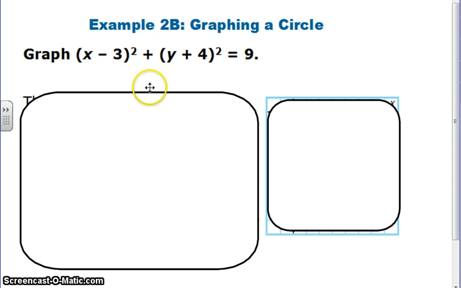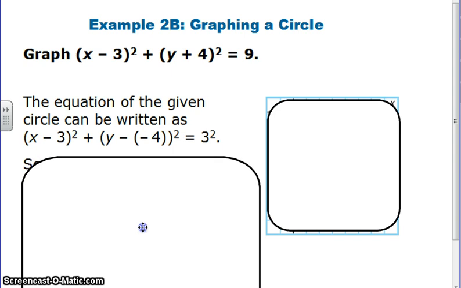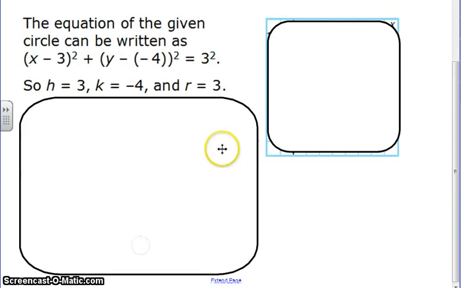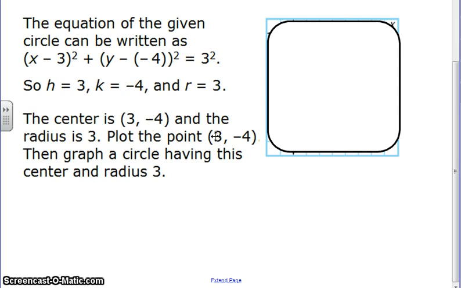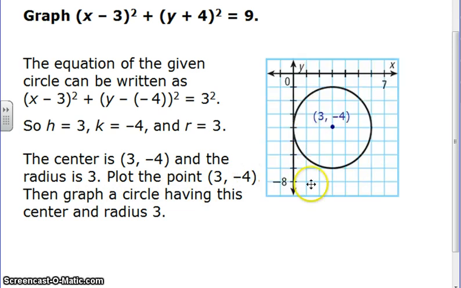So in this case, we could just plot that point, that center point of 3, -4, and use our radius to find some other key points, right? And so that's what is done in this example. So the center is plotted, and then the radius is used to find other points. And here it is for you.